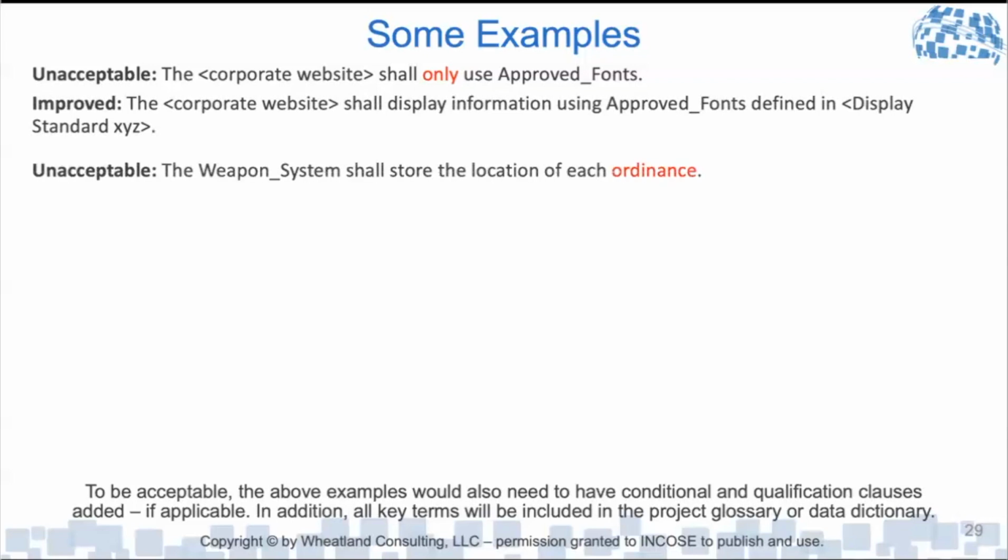The weapon system shall store the location of each ordinance. The problem here is a spelling issue. Ordinance is a law, and so you should store the location of each ordnance. And I've capitalized the word location because I need to define what I mean by location. And weapon system is defined as one of the entities that's acceptable to be used. And that's important. I've seen requirement documents where I've reviewed the set of requirements and the system of interest might have 5 different names for the same thing.